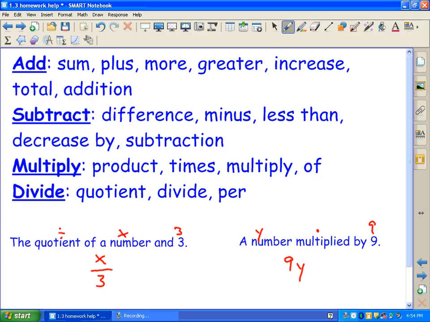So those are the two key things to remember when you're writing algebra. Division is always written as a fraction. And when I'm showing multiplication, I will always put the number in front of the variable.